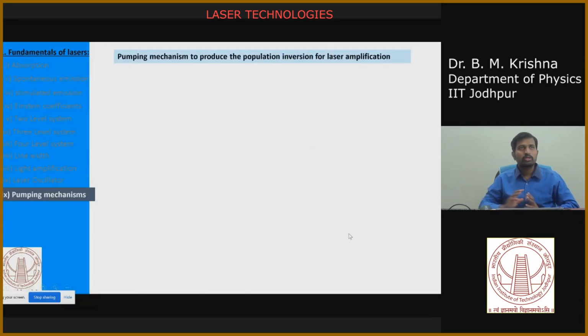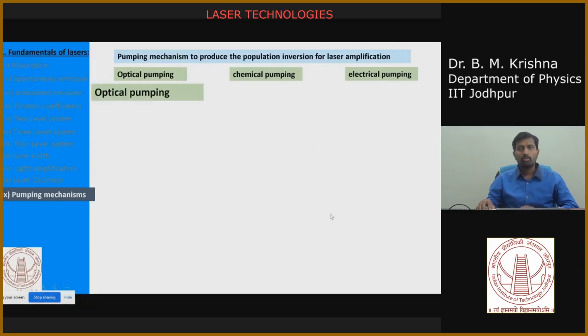Now we will discuss different pumping mechanisms. The pumping mechanism plays a crucial role in getting population inversion, which is essentially required for the amplification process. We have different pumping mechanisms such as optical pumping, chemical pumping, and electrical pumping. First we will discuss optical pumping. Optical pumping means we are utilizing optical beams, that means photons.